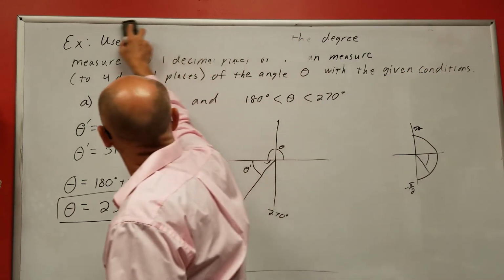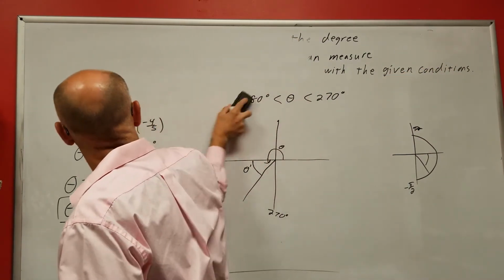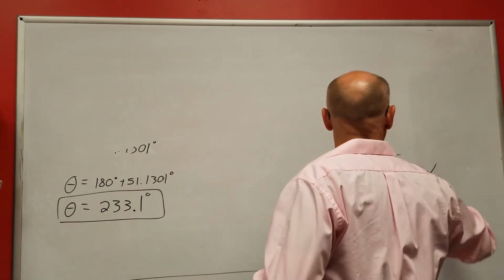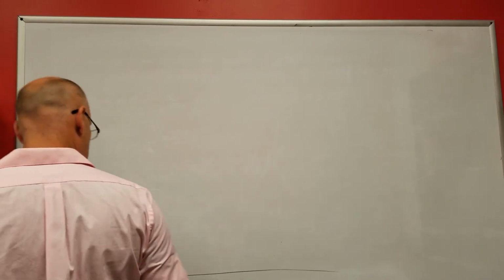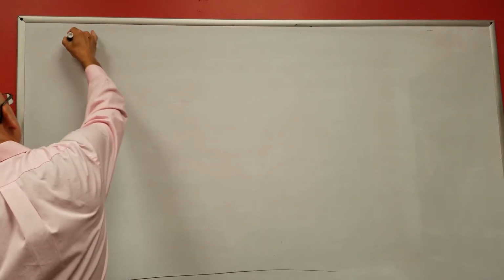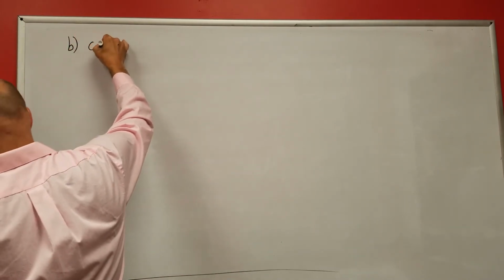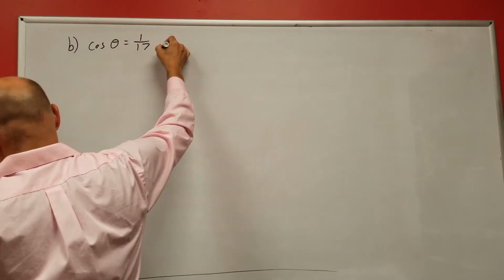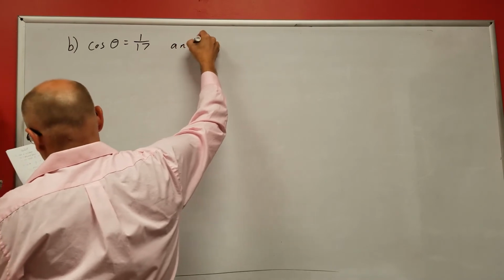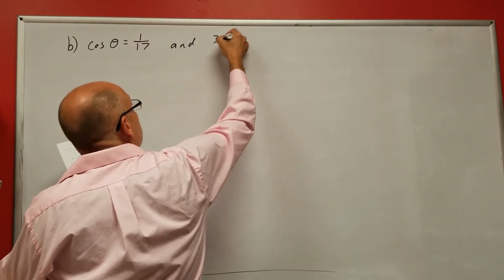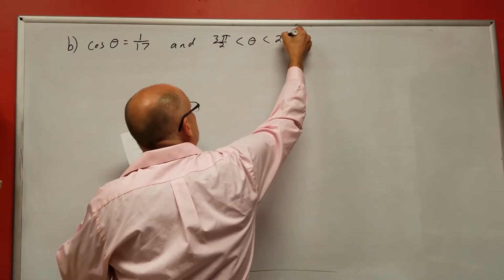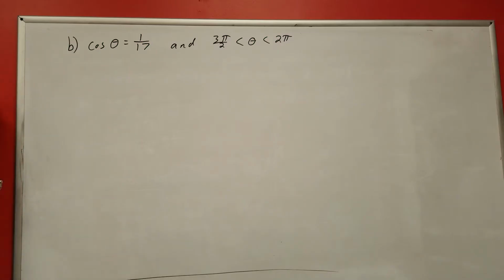Let's do part B. All right, for part B, what they give us is the cosine of theta is equal to 1/17, and theta is between 3pi/2 and 2pi. So what are we looking for?